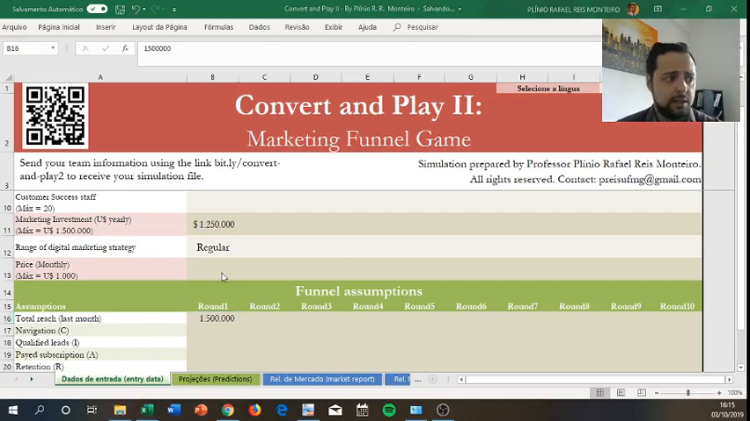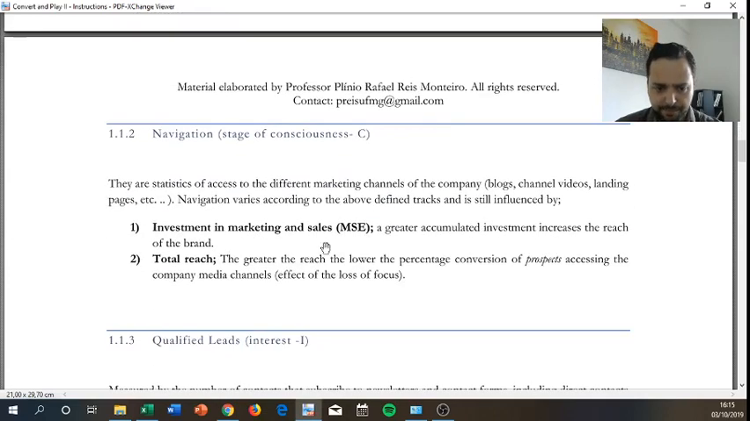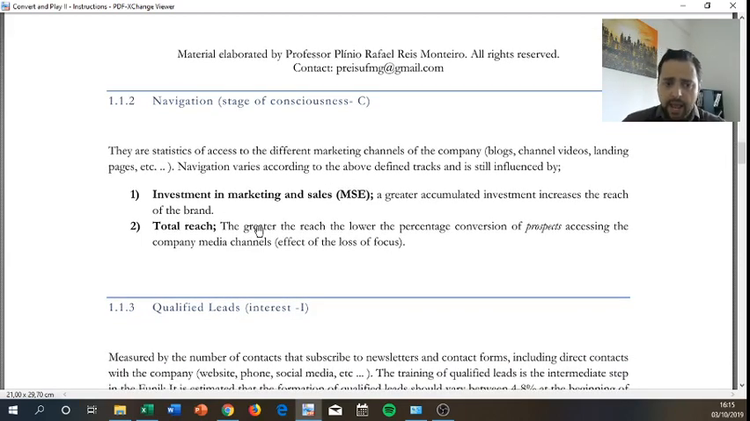So let's move to the other parts of the simulation. The second stage of the funnel is the navigation. So basically the percentage of people that watch your ads and look for more information on your websites, blogs, videos, and so on. And also this measure is influenced by the investment in marketing sales. So with a huge investment in marketing, you can increase your conversion, so it's bigger than the usual.